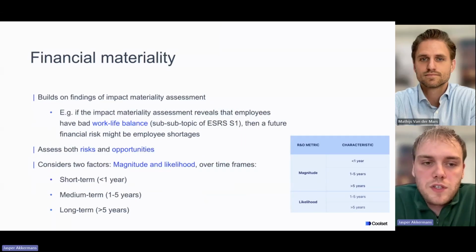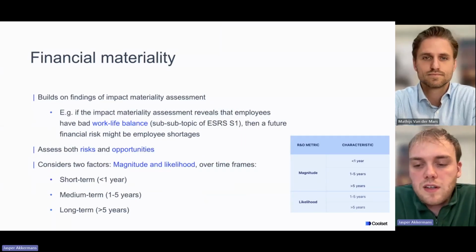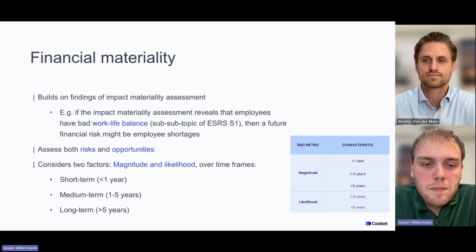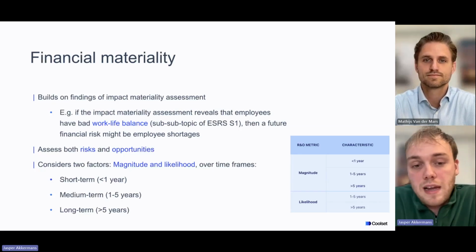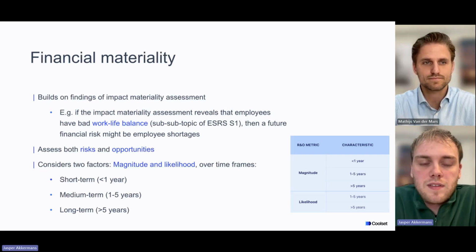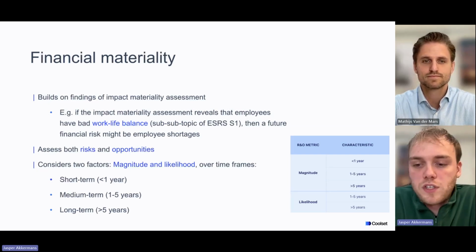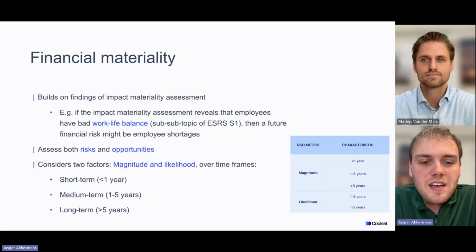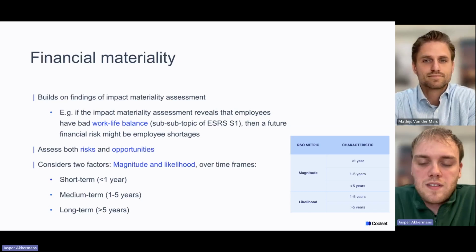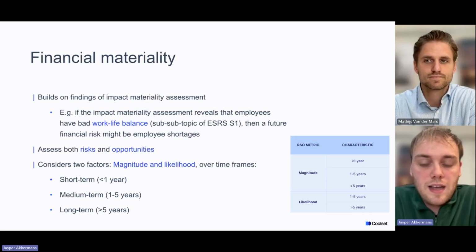Over to financial materiality, which builds on the findings of the impact materiality assessment. An example here being that if the impact materiality assessment reveals that employees have bad work-life balance, which is a subtopic of ESRS S1, then a future financial risk might be employee shortages. So this materiality assesses both risks and opportunities, which are the R and the O of the IRO that we keep seeing in the official documentation. And it considers 2 factors, magnitude and likelihood over 3 timeframes, short term, medium term, and long term. So what this means is that as a company, when you consider these risks and opportunities, you look at magnitude and likelihood over these 3 timeframes.